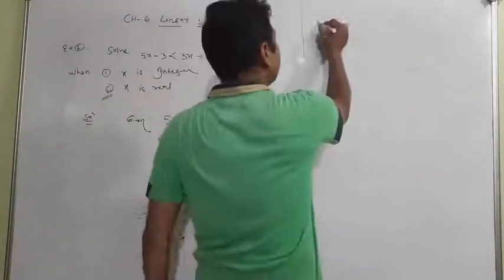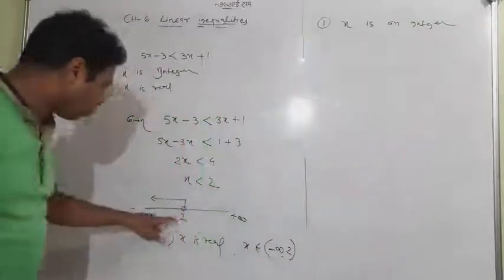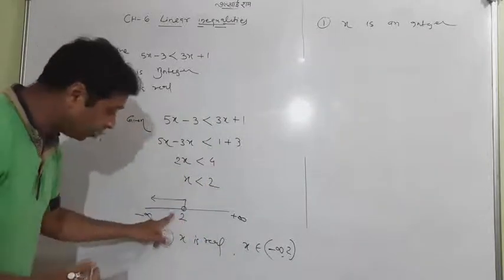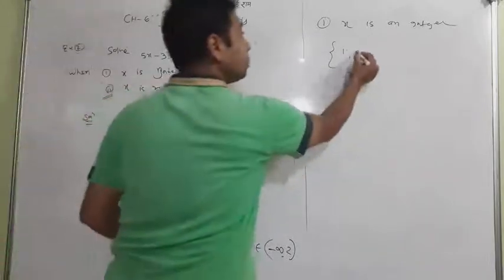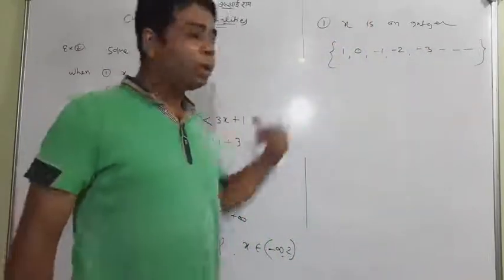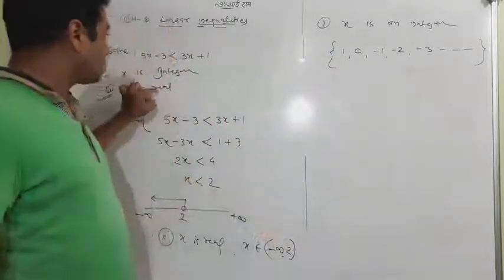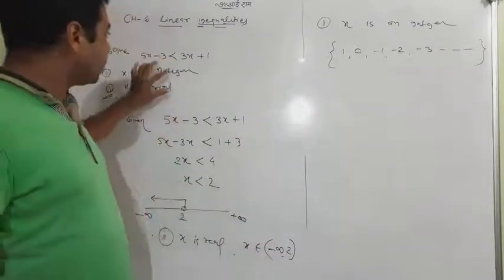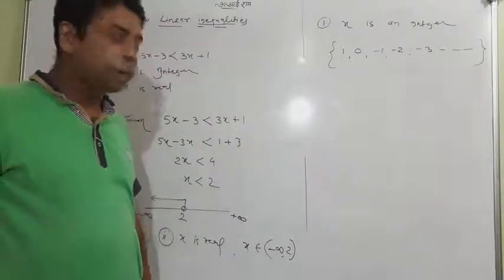So what will you do? When x is an integer, don't waste time. x is an integer which is less than 2, not equal to 2, so don't take 2, but less than 2. Less than 2 means 1, then 0, then minus 1, minus 2, minus 3, and so on. So this is the only difference. When it is told in real numbers, give the answer in an interval. And when it is an integer or natural number, you give the answer in set form.